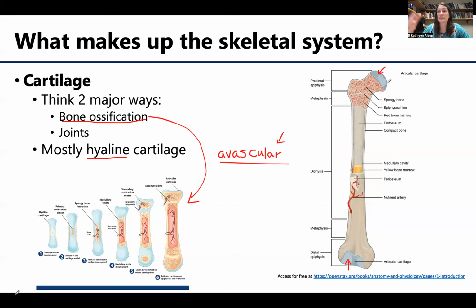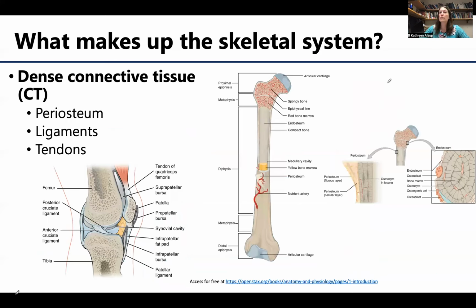So, or it doesn't heal as fast. So that has some big issues that come up. All right, another type of connective tissue, dense connective tissue. So we're getting almost all those 5 types of connective tissues right here in the skeletal system. Dense connective tissue is going to play a role in terms of the skeletal system.